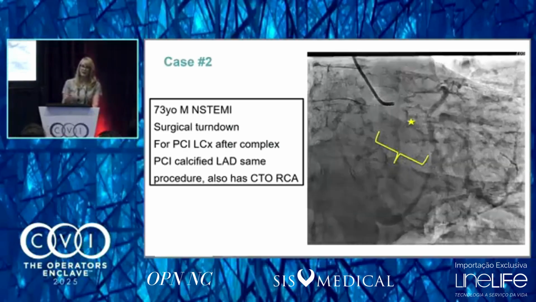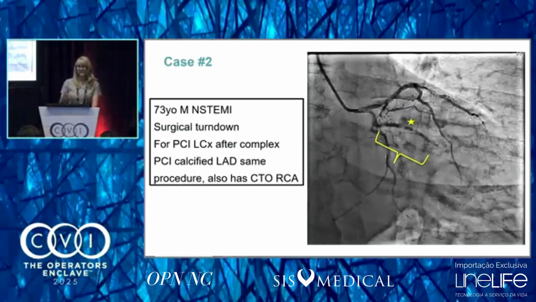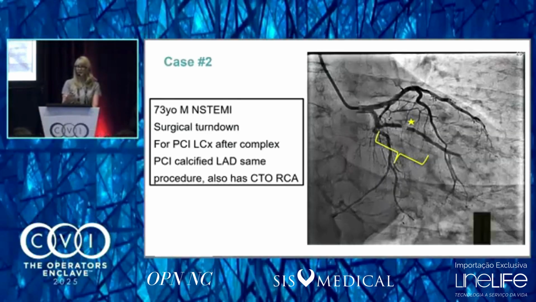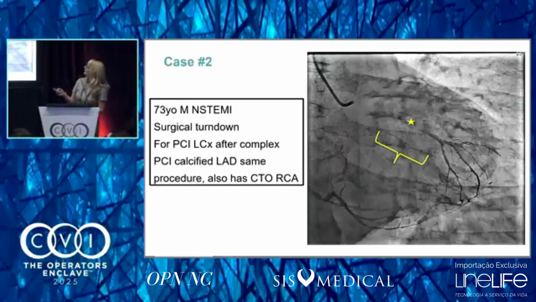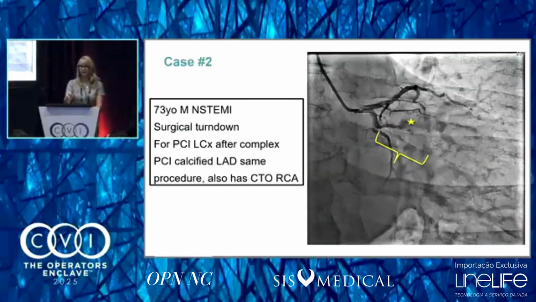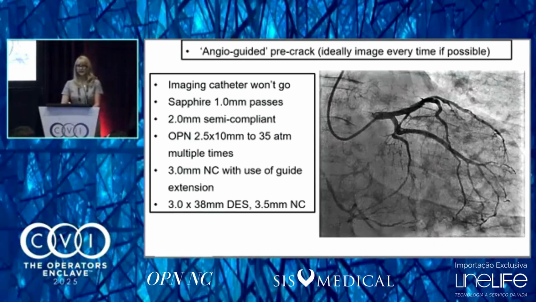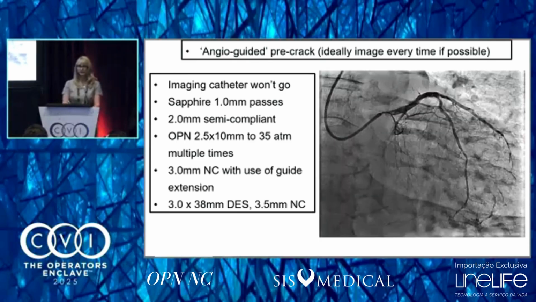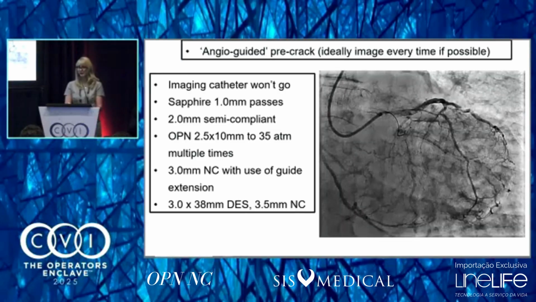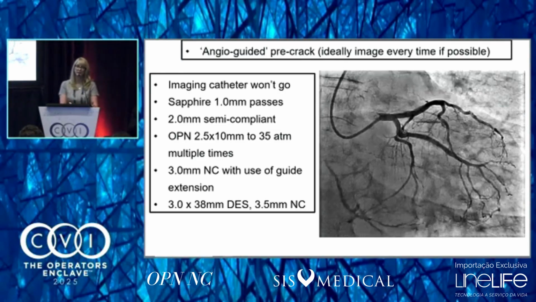And this is a case where I did a pre-crack technique without initial imaging, the reason being I was not able to advance an imaging catheter down there because of the tortuosity in the proximal vessel and the severely calcified lesions as well. So initially I took a Sapphire, a very deliverable 1 millimeter balloon, and did multiple inflations that allowed me to subsequently get a 2 millimeter balloon down there.